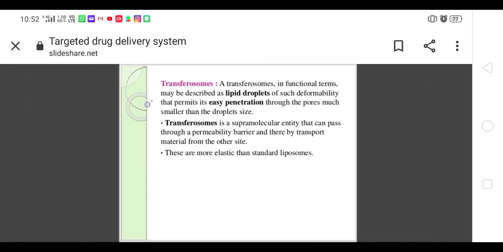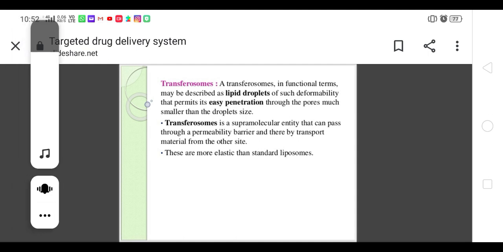Okay, so thank you. Here we have completed different carriers for targeted drug delivery. Carriers used for targeted drug delivery. Okay.